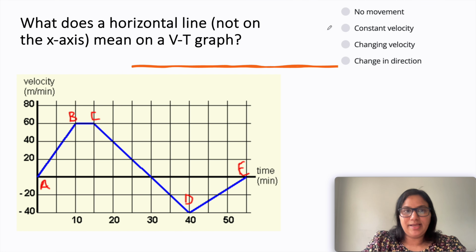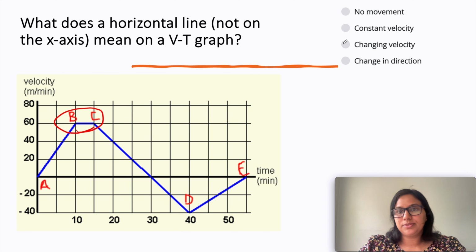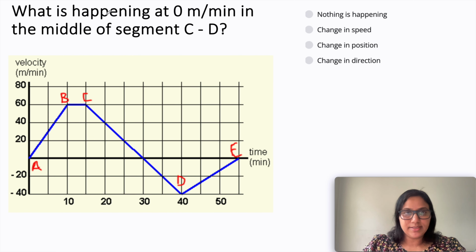What does a horizontal line not on the x-axis mean on a velocity time graph? This is the only portion where the object is moving with constant velocity, that is the portion BC. So the answer is constant velocity. Next, what is happening at 0 meters per minute in the middle segment of CD? Let us call this point unknown x. Here nothing is happening. No change in speed, no change in position, but it is changing direction.